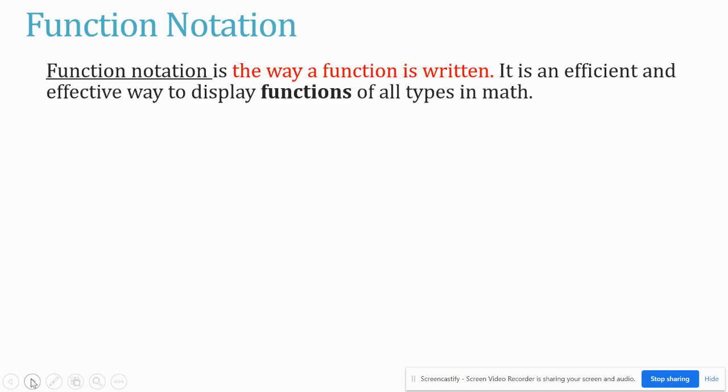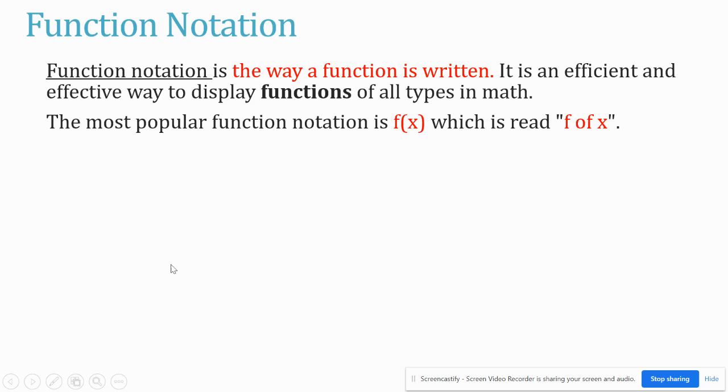Okay, function notation. Function notation is the way a function is written. It is an efficient and effective way to display functions of all types in math. The most popular function notation looks like this: f, open parentheses, x, close parentheses. This f can change. It could be any letter, but the most common one that we're going to see is f. And the way we read this is f of x. So not f times x, not f parentheses x, f of x.